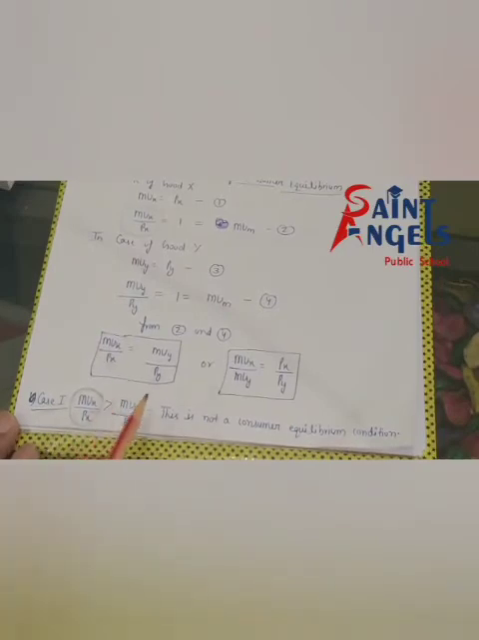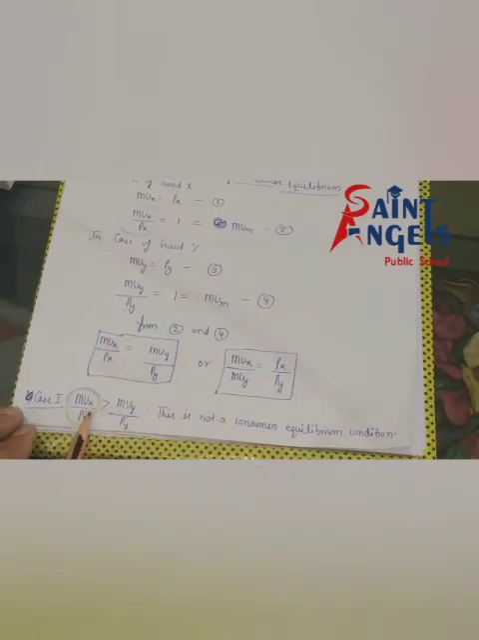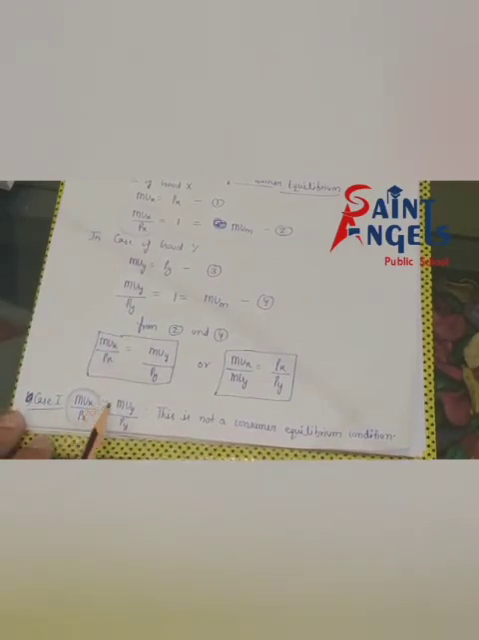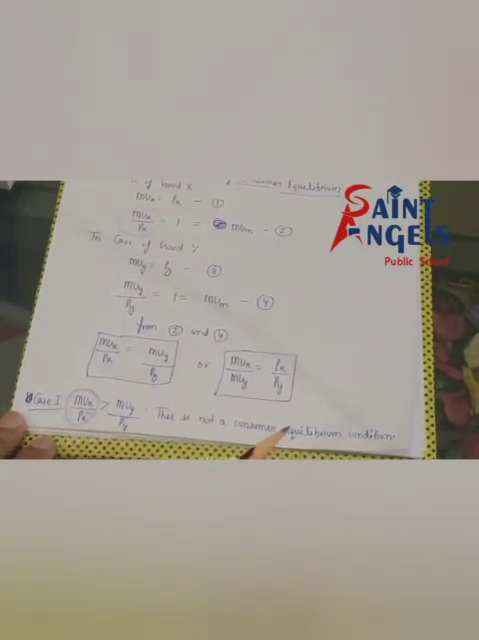Therefore he will consume more units of good X and less units of good Y. You know that there is a rule: as we consume more and more units of a commodity, marginal utility goes on decreasing.